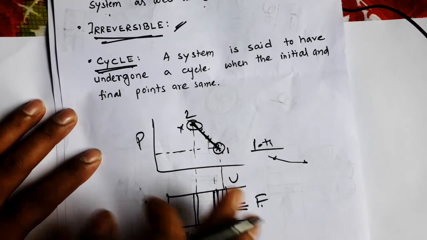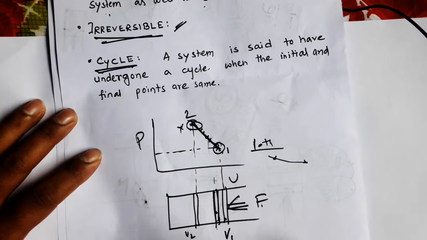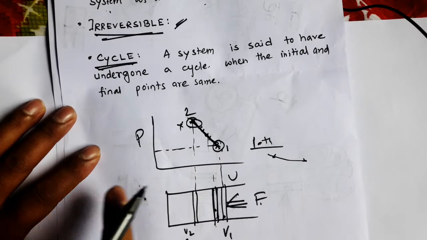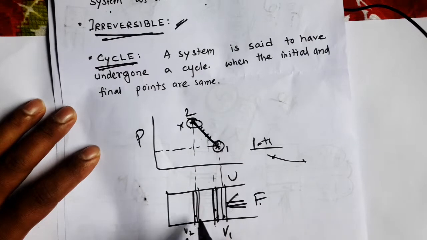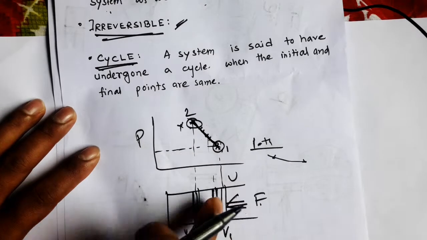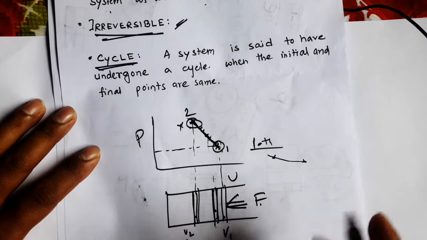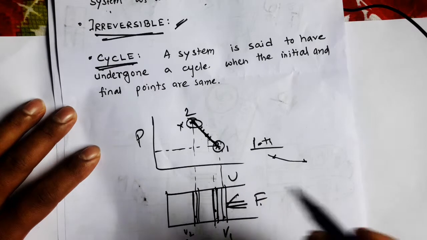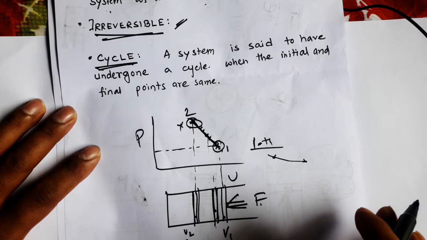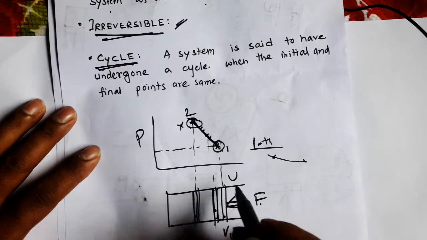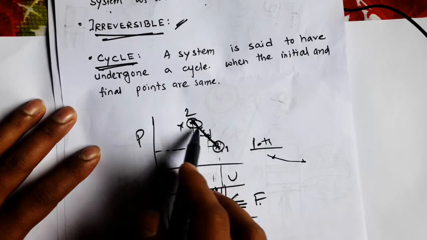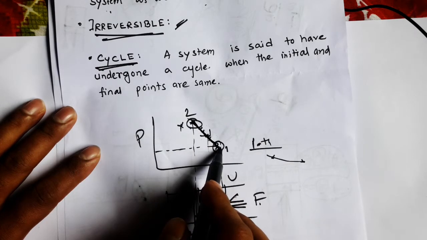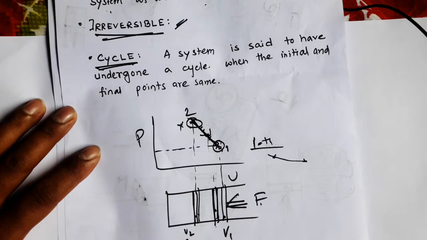But actually that does not happen. There are many restrictions or losses, frictional losses are there. So the piston will not follow the same path if we release the pressure. So that is not an example of a reversible process. But if a system comes back to its original position by following the same path, that time it will be treated as a reversible process. And one important thing, all practical processes are irreversible processes.